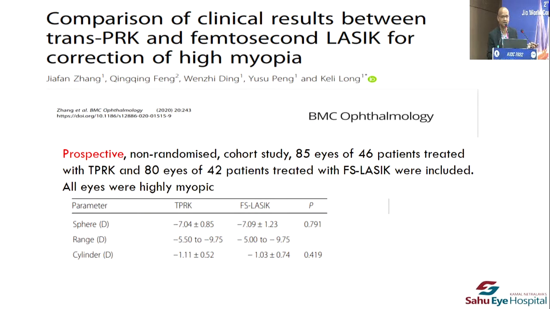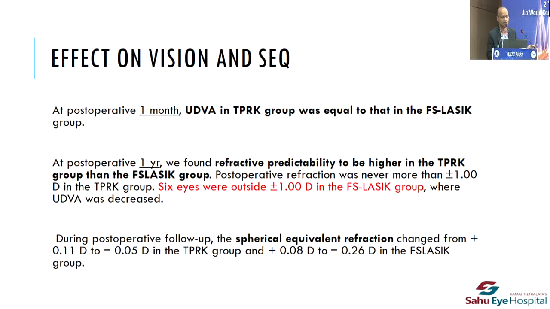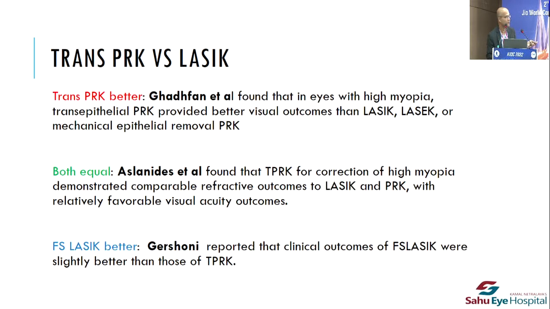And if you compare results, if you look at this particular study, which looked at 85 eyes and roughly 80 in each group between femto and TRANSPRK, the uncorrected distance visual acuity was almost equal in both the groups. And in fact, at 1 year, the refractive predictability was found to be higher in TRANSPRK compared to the femtoLASIK group. So, there are papers which would say something otherwise also.